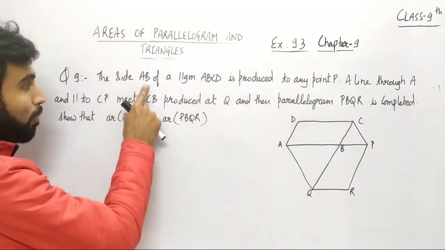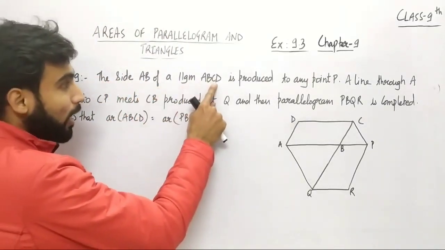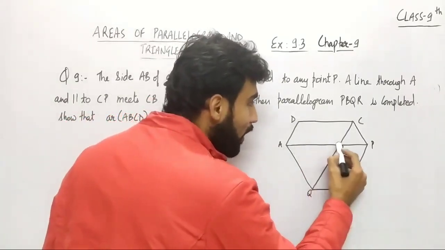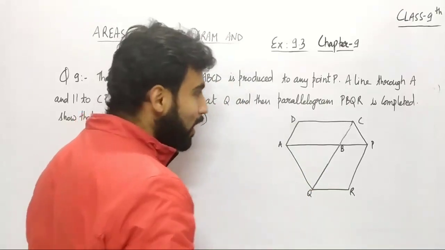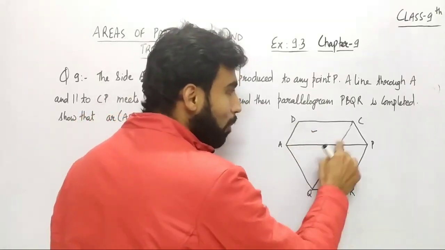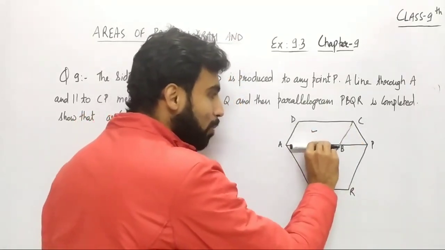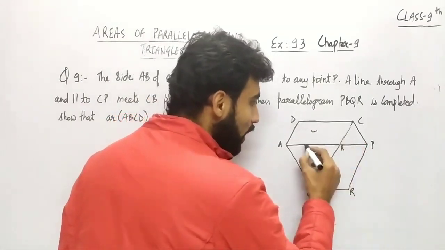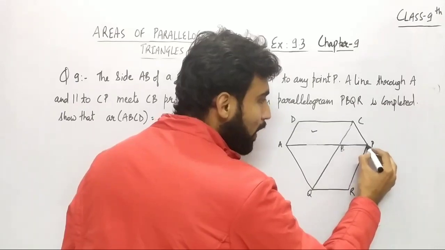That the side AB of a parallelogram ABCD. So you can see here the side AB of parallelogram ABCD. So हमें ये गिवन है that ABCD is a parallelogram और इसकी जो साइड AB है इसको हमने प्रोड्यूस किया कहां तक, P तक, right? So you can see here that AB is produced to point P here.